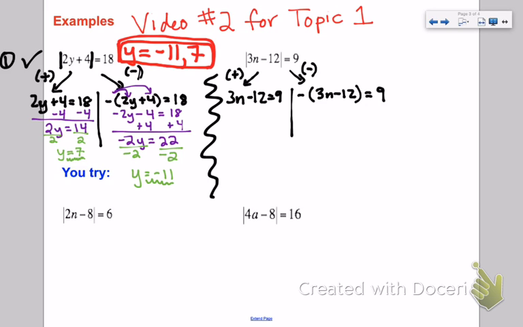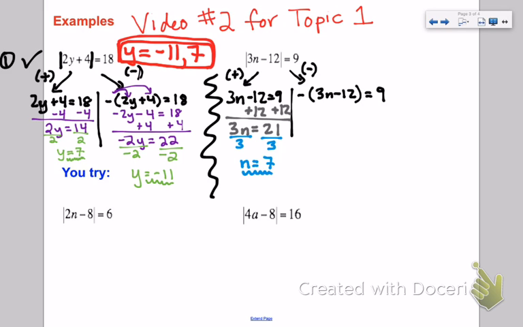From there, solve it like a regular equation. So, non-variable term, I'm going to add. I get 3n plus 0, so I don't need to write it, equals 9 plus 12, which is 21. Next, I'm multiplying, so to undo that, I divide, and I'm left with n equals 7 as one of my solutions.